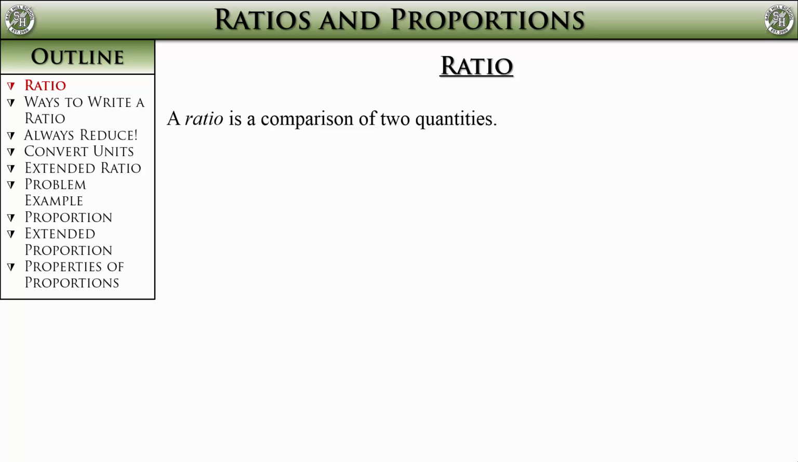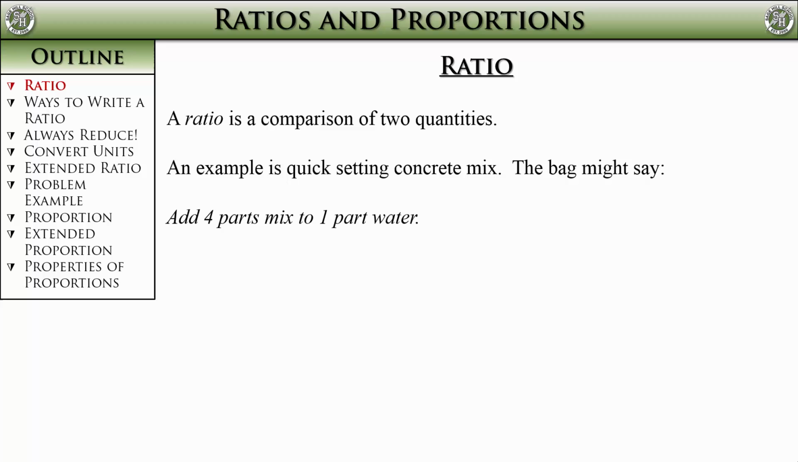Let's look at an example. I happened to be working with concrete this weekend. On the bag of my quick setting concrete mix, there were these instructions. Add 4 parts mix to 1 part water. That's simply a ratio. It is a comparison of two numbers. It tells me that a successful mixture will include 4 times as much mix as water.